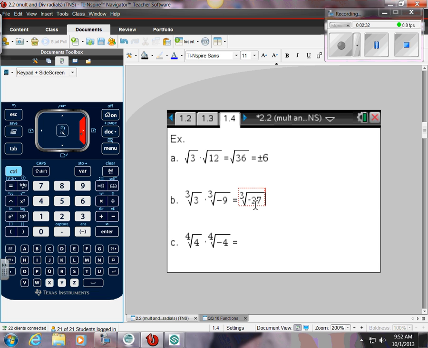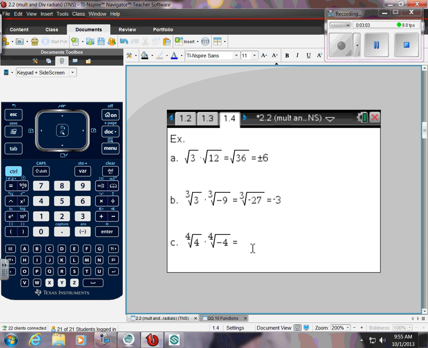Okay, how did I get that? Control caret. Yep. Okay. What's the cube root of a positive 27? 3. So what's the cube root of a negative 27? Negative 3. Now, normally, can we take the square root of a negative? No. Okay, so let's talk about this for a minute.